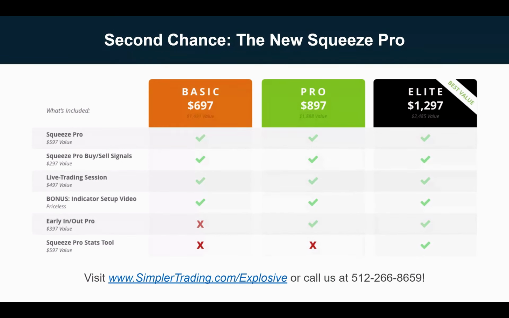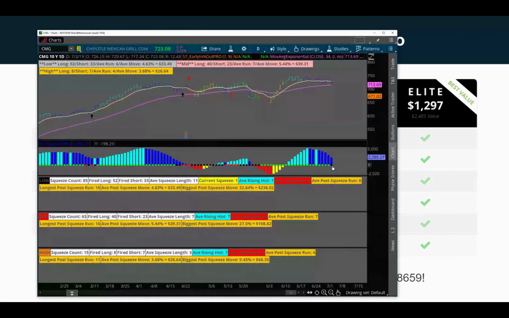Let's see what else we got here. Yeah, Chipotle's right now. There's a squeeze starting. We've got the first dot there. There was a nice squeeze here, nice buy arrow, huge move there. We caught some of that.